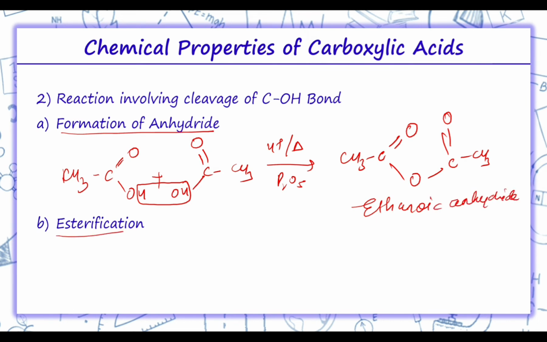Now, moving on to the next, which is esterification. So, carboxylic acids are esterified with alcohols, or we can write phenols, in the presence of mineral acids like H2SO4 or HCl gas as a catalyst, and thus we get over here ester plus water.